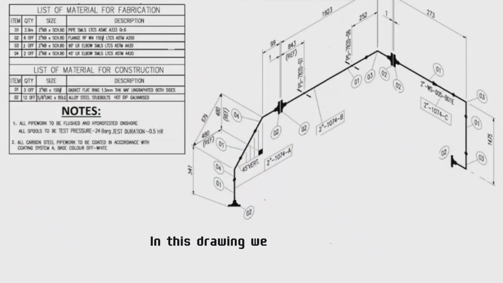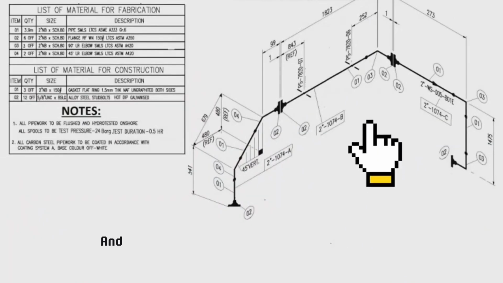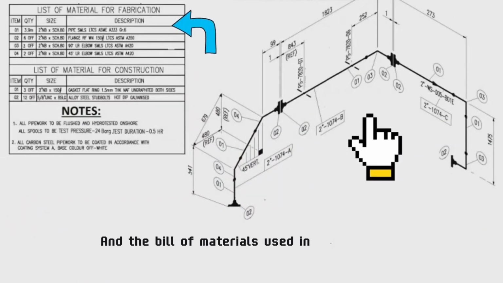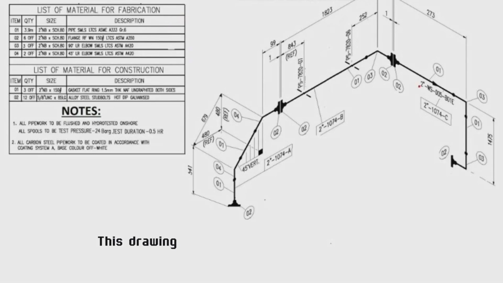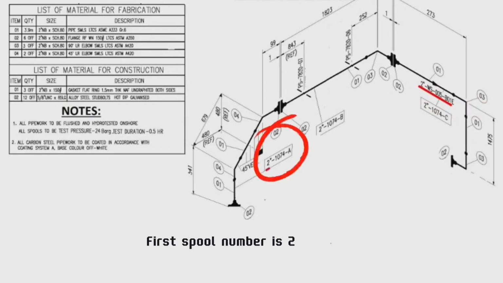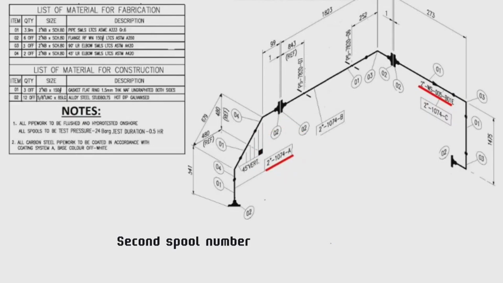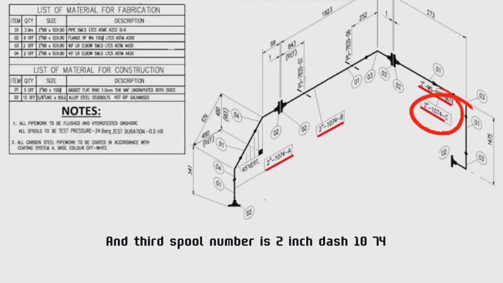In this drawing we see the pipe isometric drawing and the bill of materials used in this isometric. This drawing is of the 2-inch WS005B01E pipeline. This pipeline consists of 3 pipe spools. First spool number is 2-inch 1074A, second spool number is 2-inch 1074B and third spool number is 2-inch 1074C.